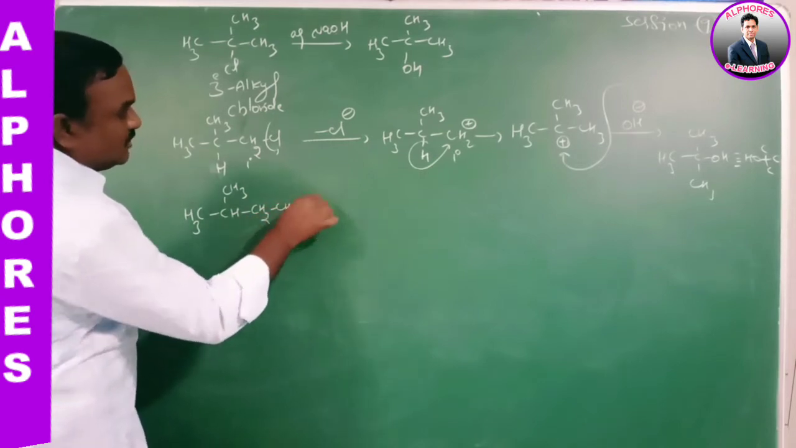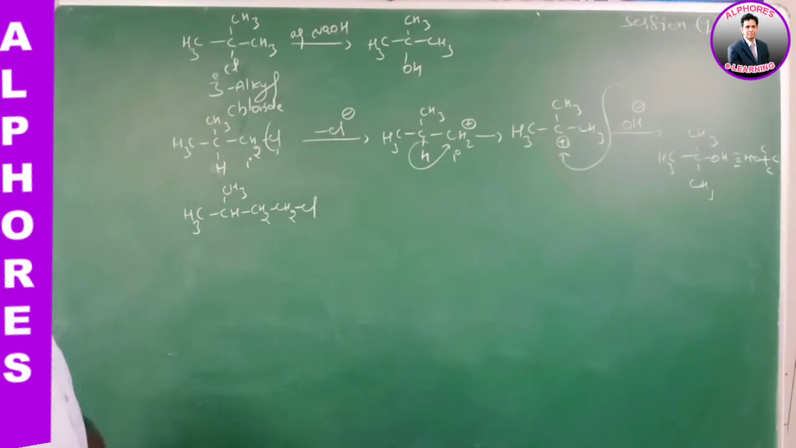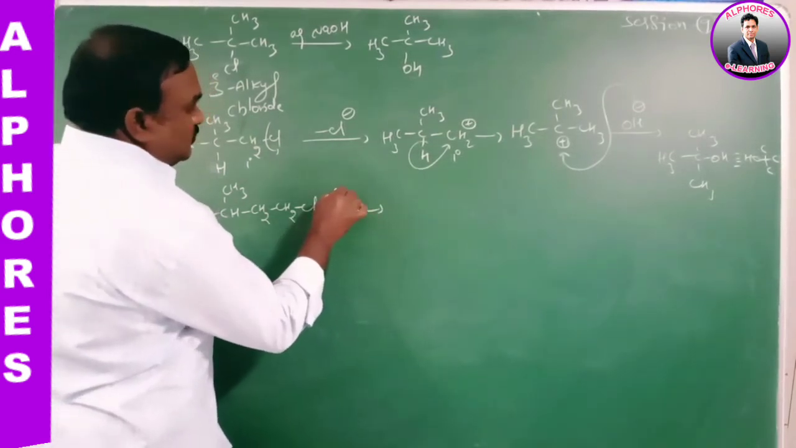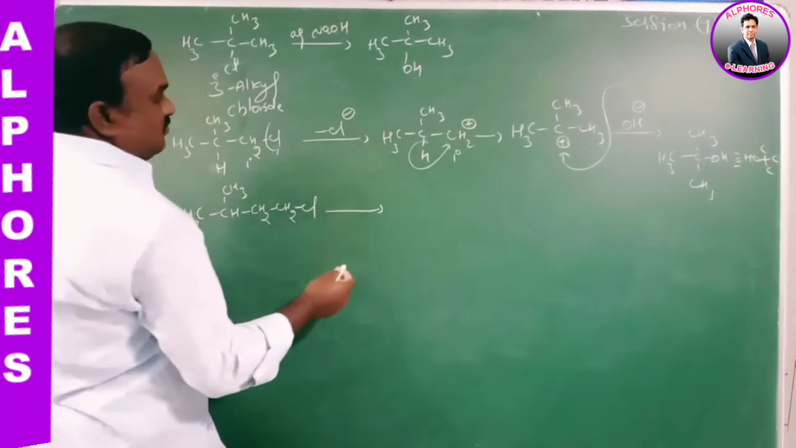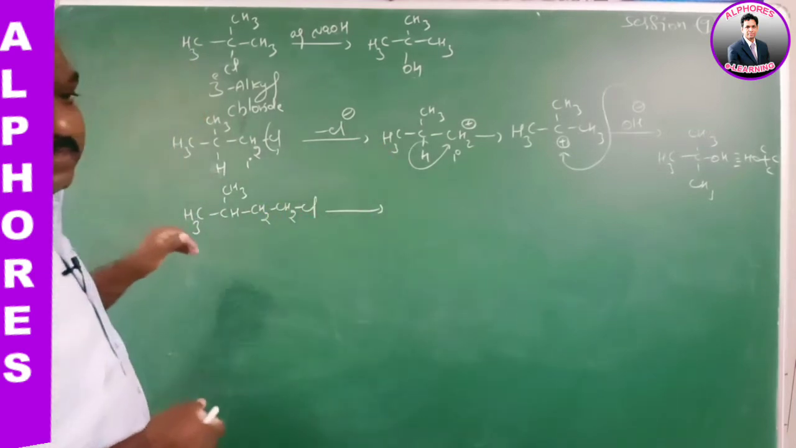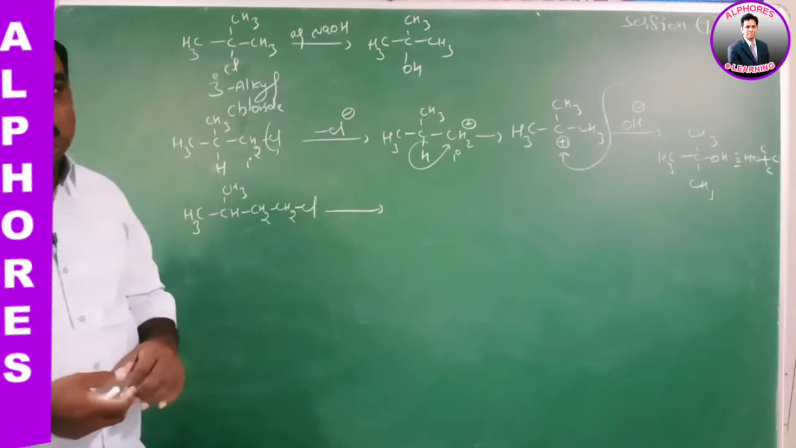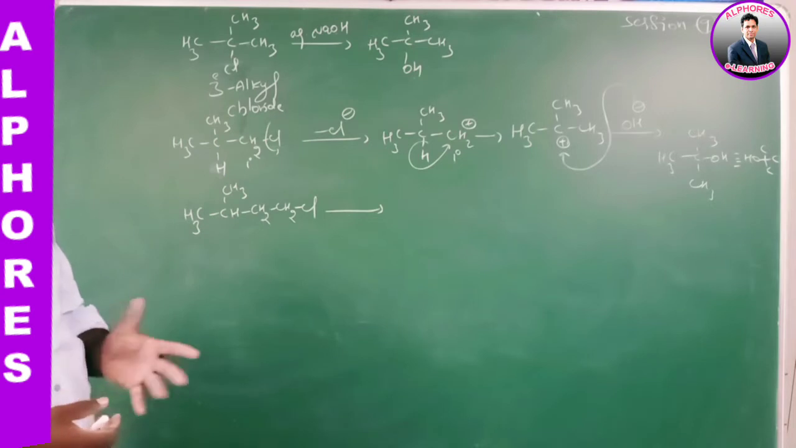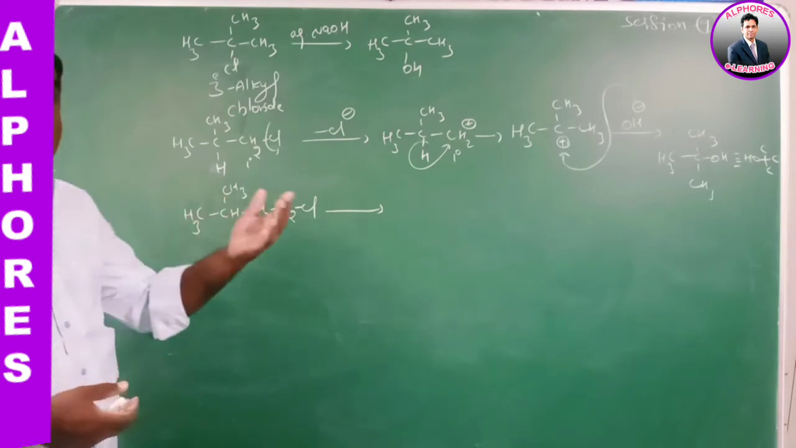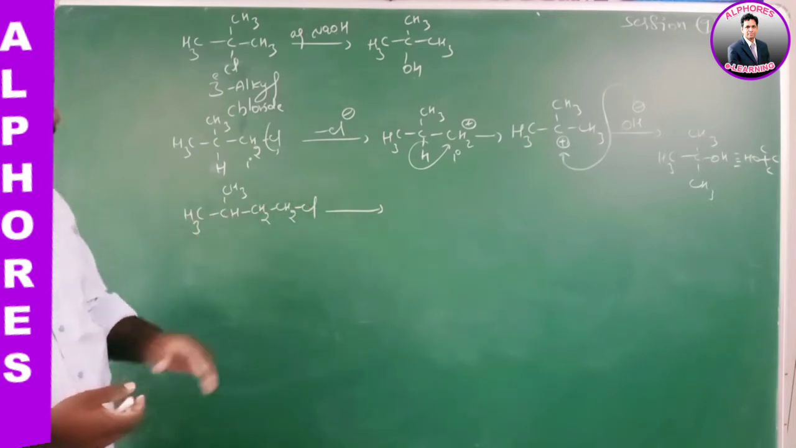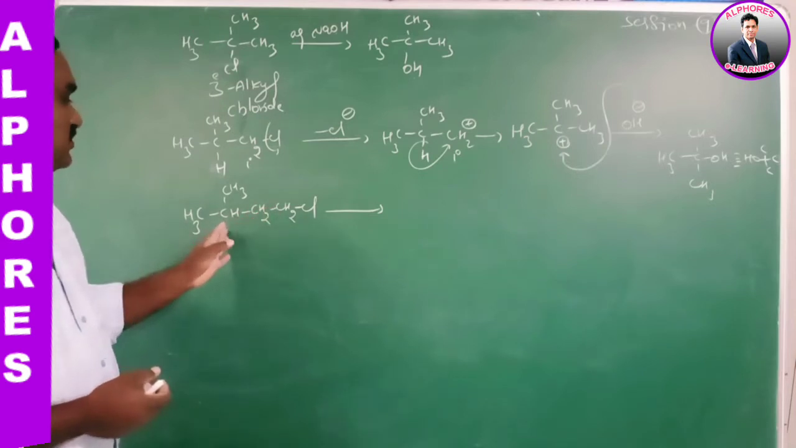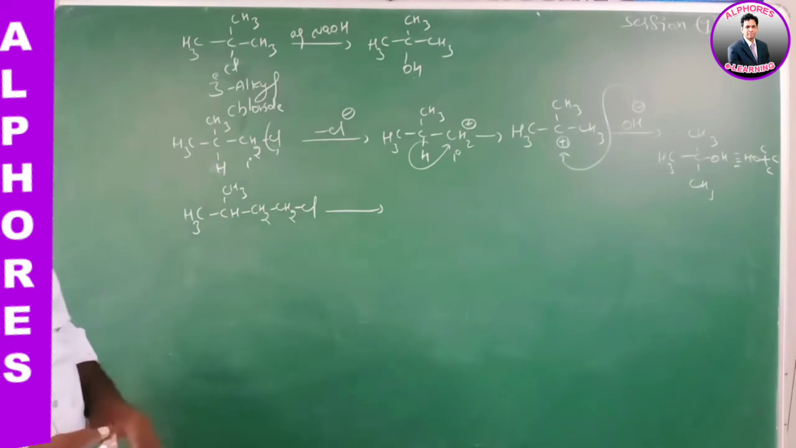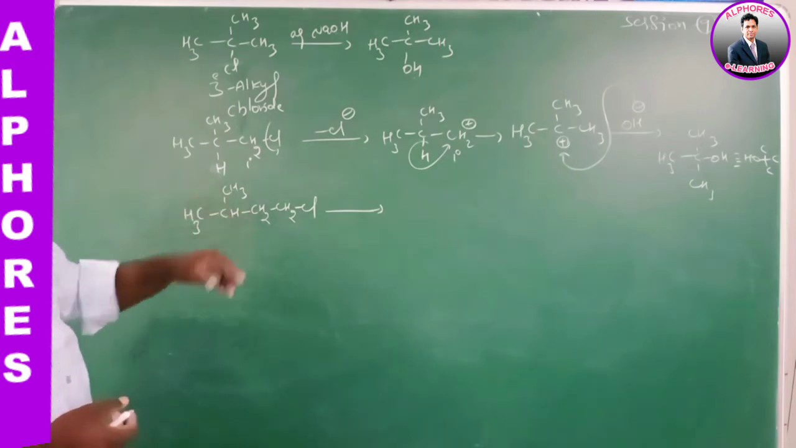For example, here CH3, CH3, CH2, CH2, again CH2Cl, or Br, or I is given. The compound reacts with OH minus, nothing but aqueous NaOH or aqueous KOH. Nucleophilic substitution is possible here. The given compound is primary, which means it would follow the SN2 mechanism.